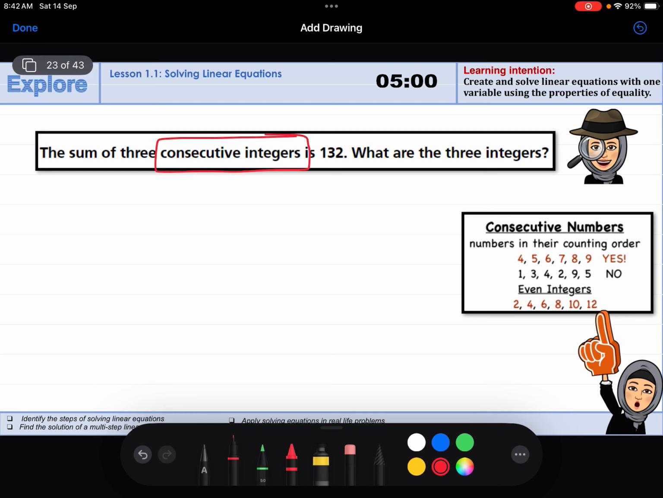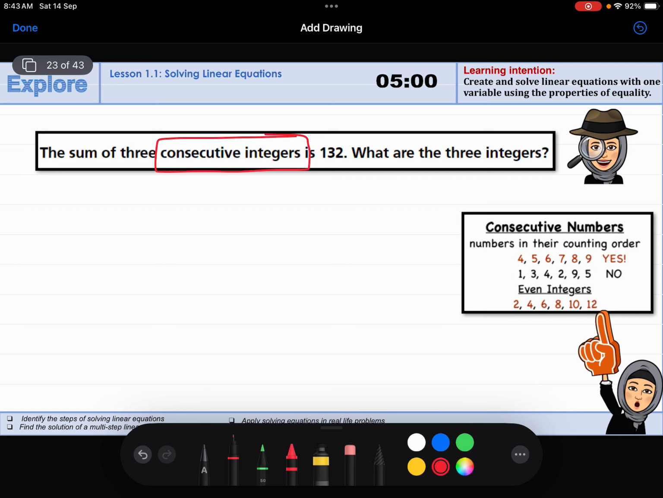Consecutive integers are basically integers in their counting order. For example, 4, 5, 6, 7, 8, 9, all of them are consecutive integers. 1, 2, 3, 4, 5, 6 as well. But what about this one? 1, 3, 4, 7, let's say 11, 100. Nope, they should be back to back. The number next to 1 should be 2. So as you can see, with consecutive integers, between each number and the one next to it, there should be only one more, like plus 1.